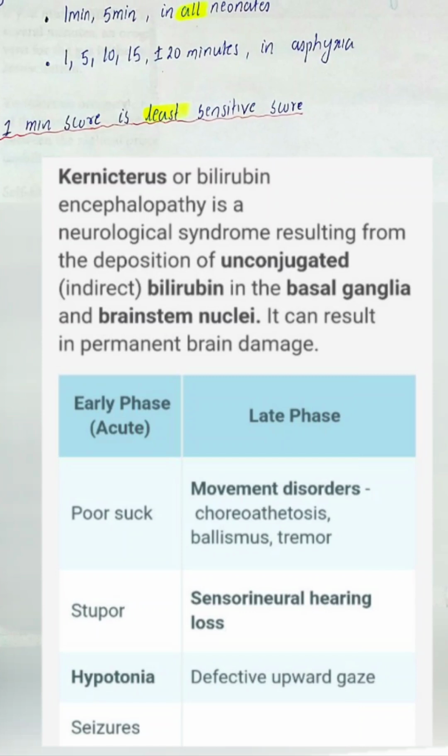But in the late phase, since the basal ganglia is affected, there will be movement disorder, and cranial nerves are affected, especially the 8th nerve and the nerves supplying the eye muscles. The 8th nerve is damaged, so there will be sensorineural hearing loss. And since the LR6 SO4, the oculomotor nerves, are also damaged, more specifically there will be upward gaze palsy.